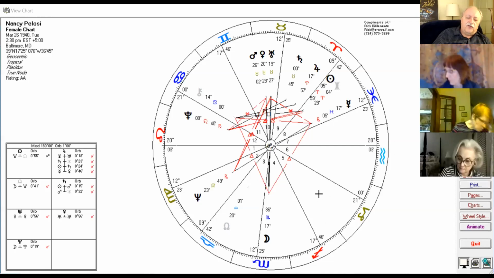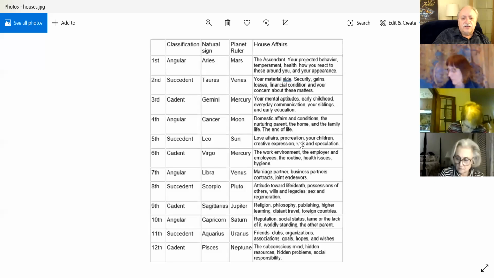Now let's go to the 5th house. The 5th house, you'll notice, is the second house of that quadrant. It is a succedent house. It follows from the 4th house. It picks up the qualities of the 5th sign, Leo, even though on the cusp is the sign of Sagittarius. She has Sagittarius ruling her 5th house, and all 5th houses have the following natures. The 5th house is about children, love affairs, procreation, your children, creative expression, luck, and speculation.